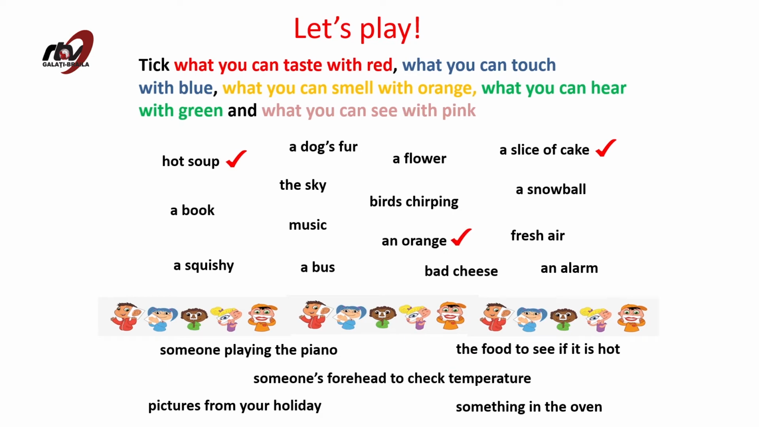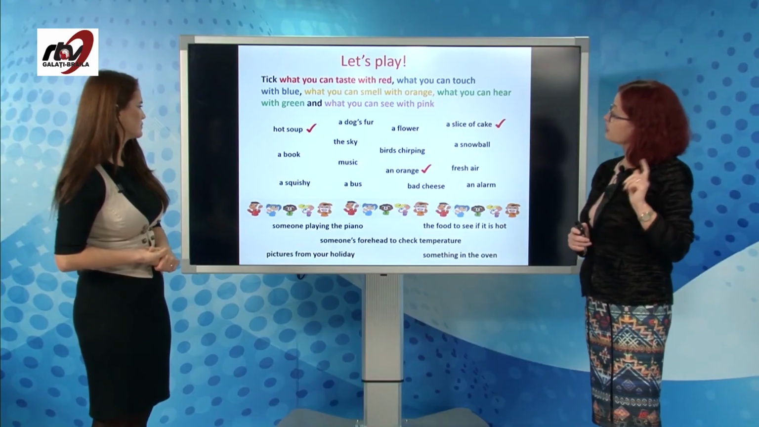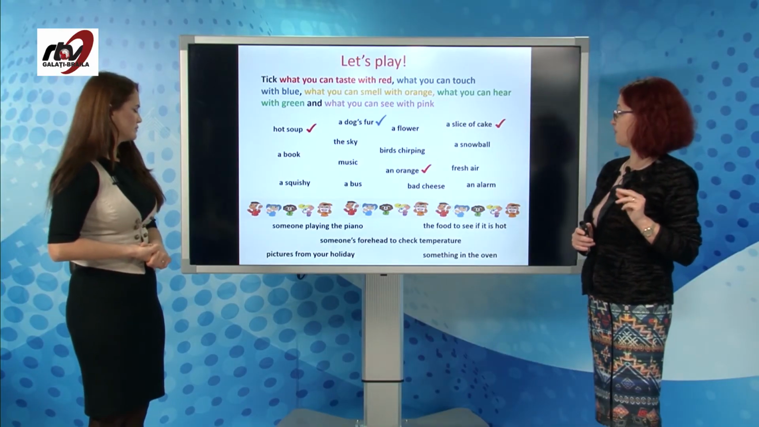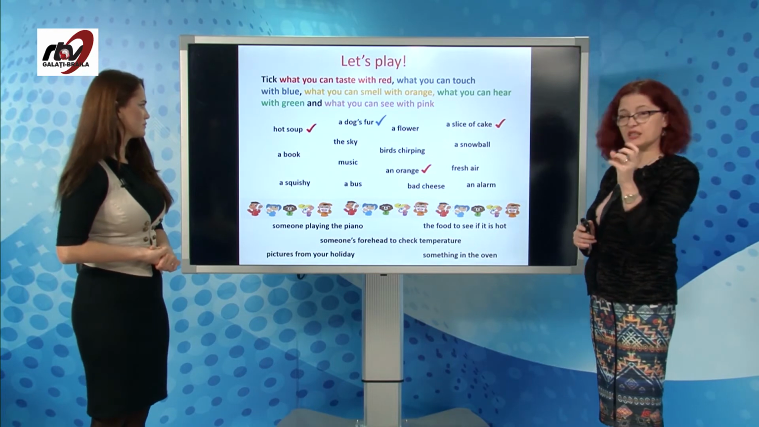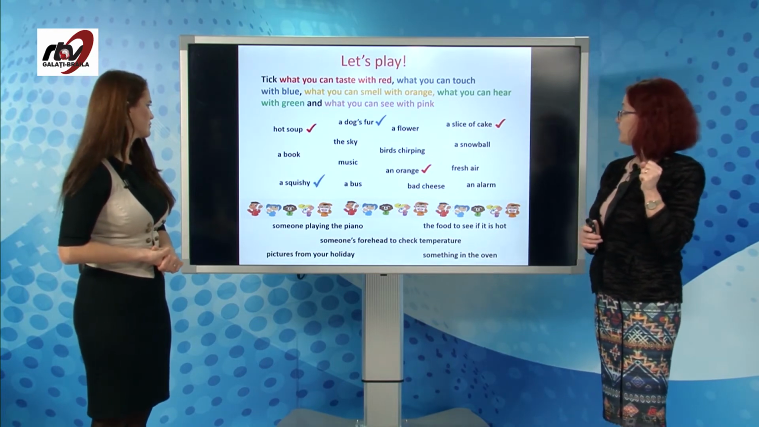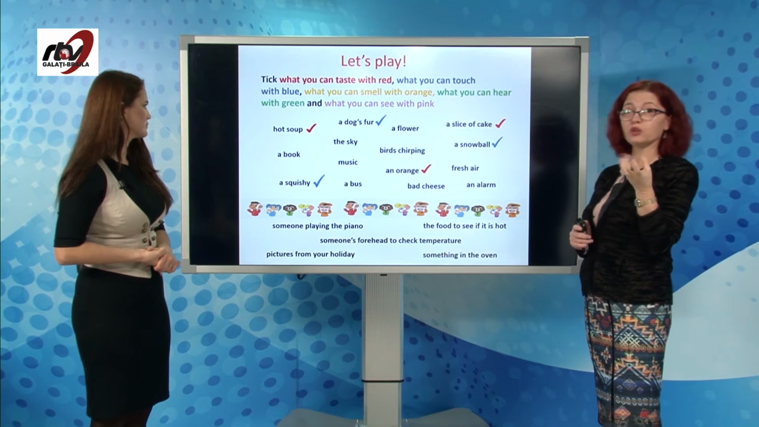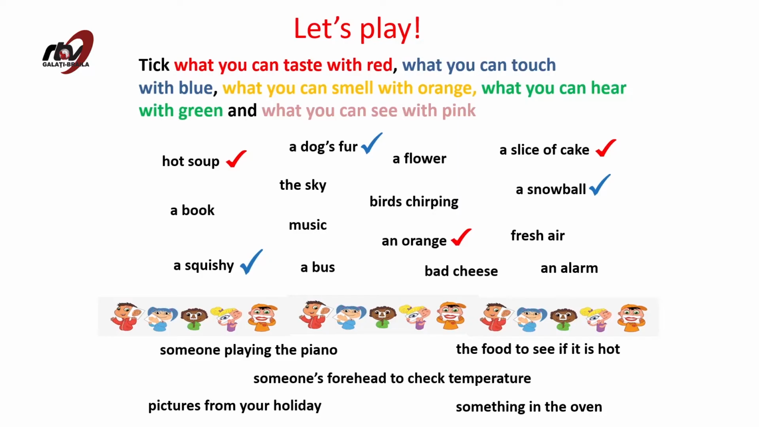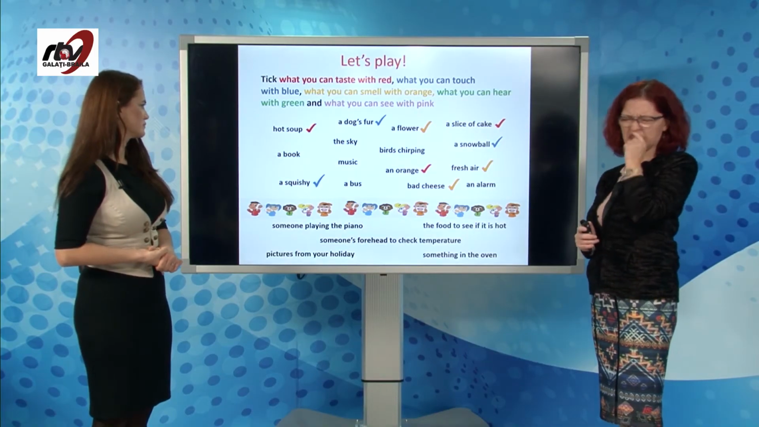Let's see something that you can touch with blue. We can touch a dog's fur to see if it's soft. We can touch a squishy, and we can touch a snowball to see if it's cold. What can you smell? We can smell a flower. You can smell fresh air when you go to the mountains. You can also smell bad cheese.